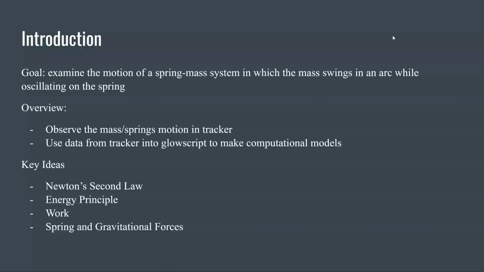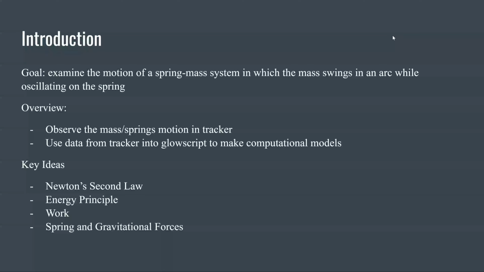So, a little introduction. Our goal here is to examine the motion of a spring mass system in which the mass swings in an arc while oscillating on the spring. A little overview: in the experiment, we observed the mass. We took a video of our spring in motion, and we put it into our tracker software, and then we used the data from tracker, put it into our GlowScript code, and we made some computational models.